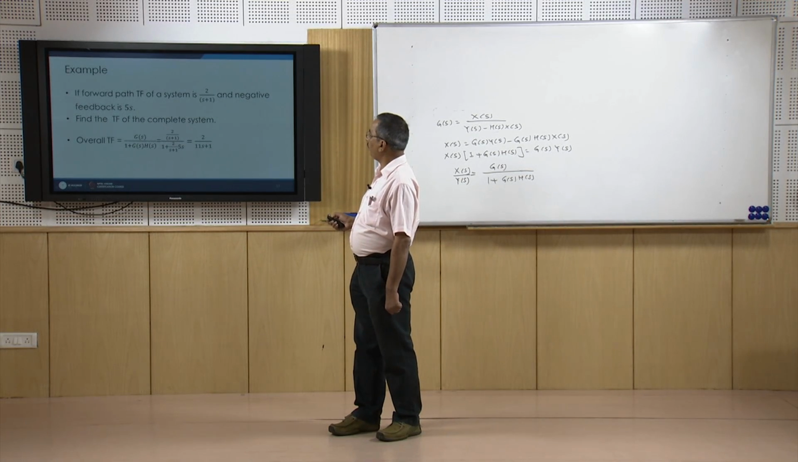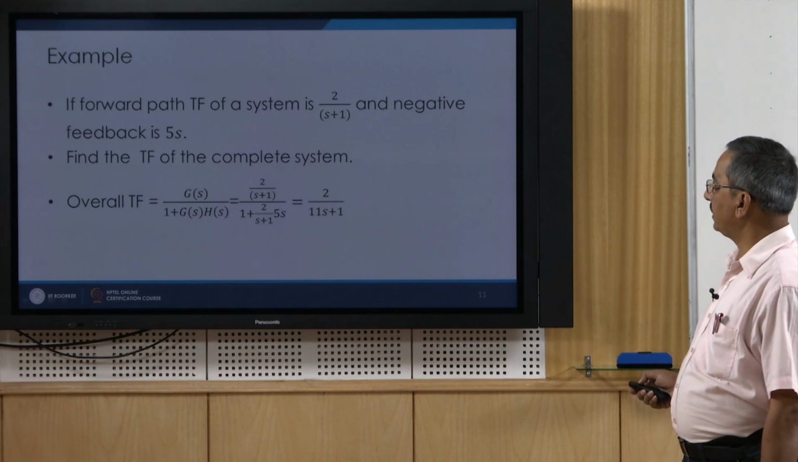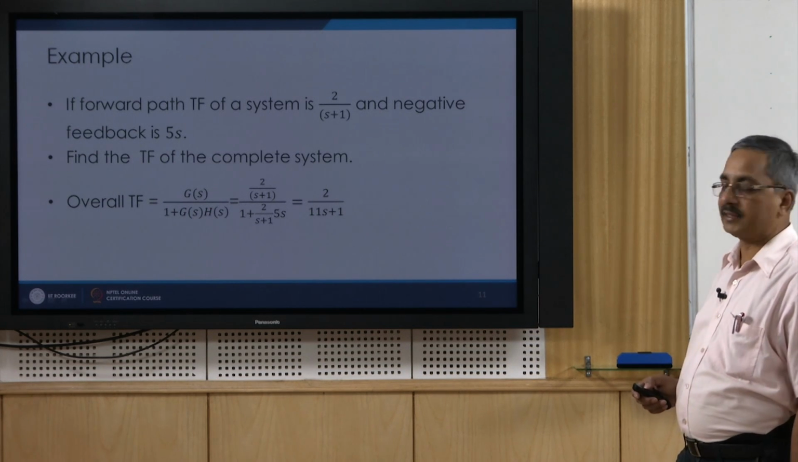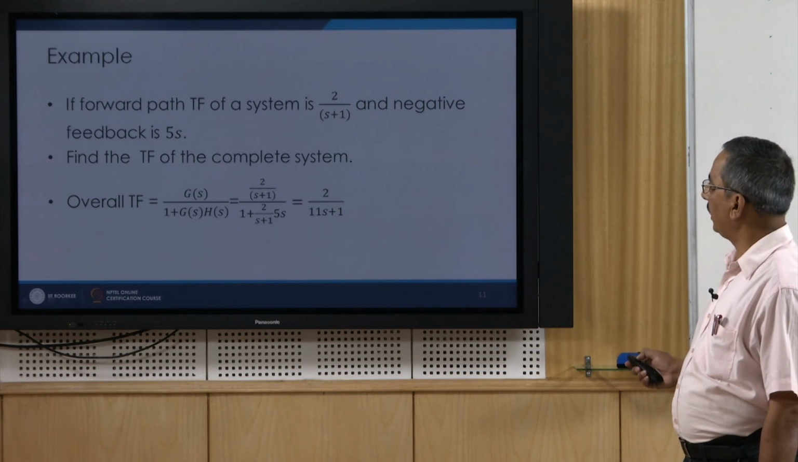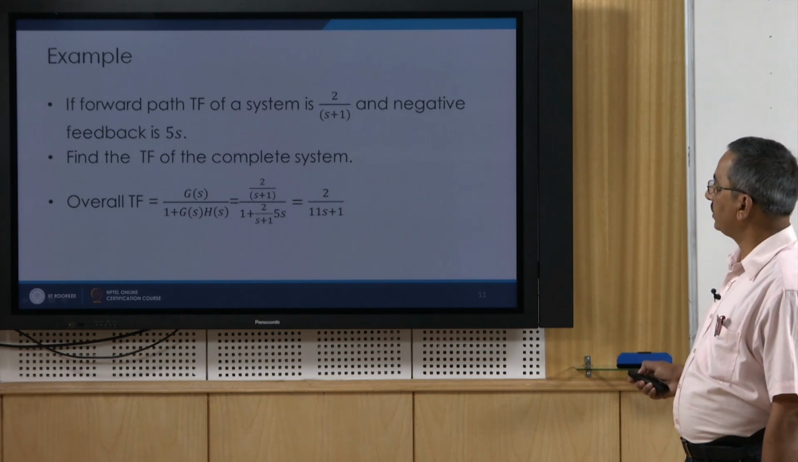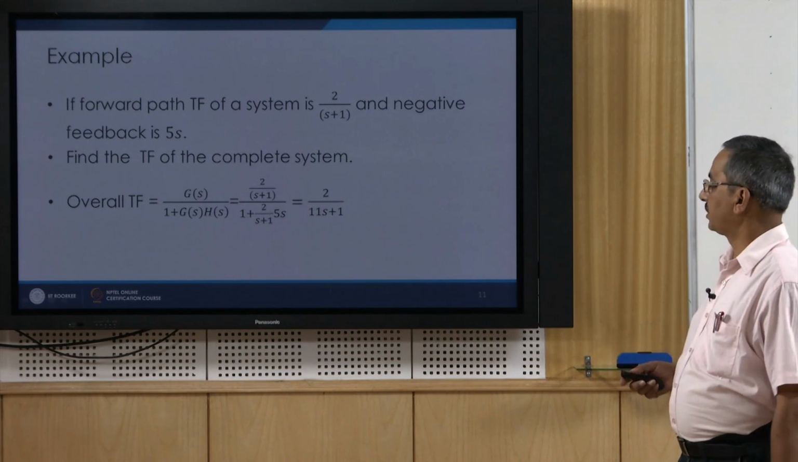Say the forward path transfer function of a system is given by this one and there is a negative feedback of 5s. Then find the transfer function of the complete system. Here the overall transfer function will be Gs upon 1 plus Gs Hs. So Gs is given as 2 by s plus 1, and in 1 plus Gs again 2 by s plus 1, and Hs is given as 5s. So we can simplify this and this way we get the overall transfer function for the system.